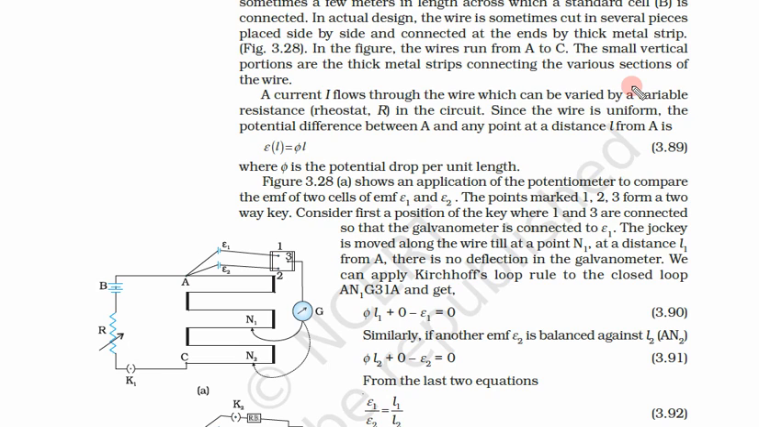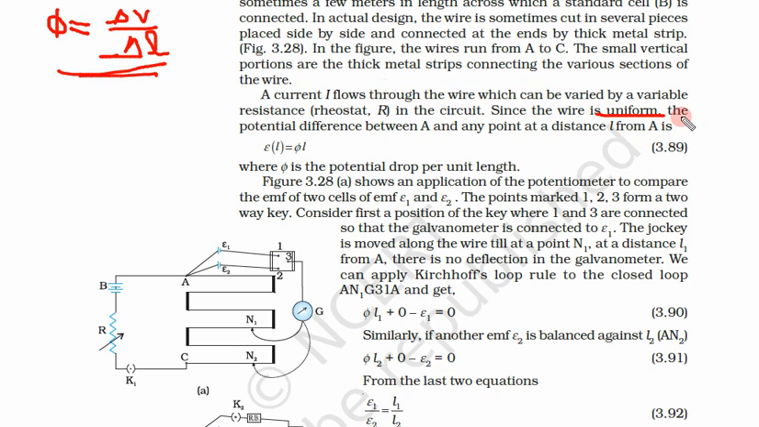Now we have understood the principle behind the potentiometer. Let us understand it once again. The principle behind the potentiometer is quite simple. That means the potential drop remains constant throughout the whole length of the wire. That means phi, which is delta V upon delta L, remains constant throughout the whole wire because the wire is uniform.